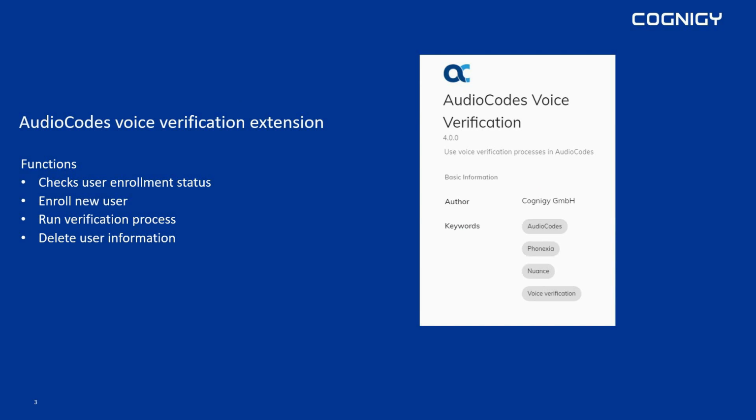For this process, we will be using the AudioCodes voice verification extension, which can be found in our Help Center. It allows you to trigger the processes to check the user's enrollment status, to enroll a new user, to actually start the verification process, and lastly, to delete the user's profile and biometric information. I will go through every part of this process in my demonstration.